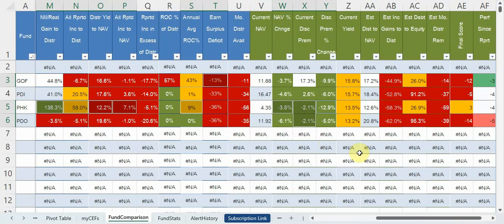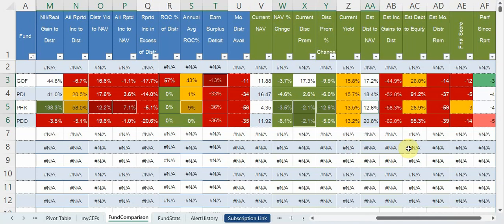Next is current yield. Here, obviously, the bigger the yield, the better. However, not necessarily so when the yield isn't even being covered, as is the case with all four funds. So there's no clear winner here in the yield portion. The estimated distribution to NAV is very similar to the distribution yield to NAV. You want this number as low as possible because it represents a smaller percentage of the fund's total net asset value. And currently, the winner here, no surprise, appears to be PHK, with the yield only representing 12.6% of the fund's estimated distribution yield to NAV.